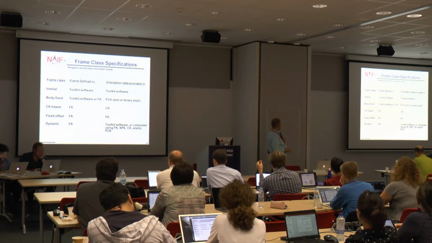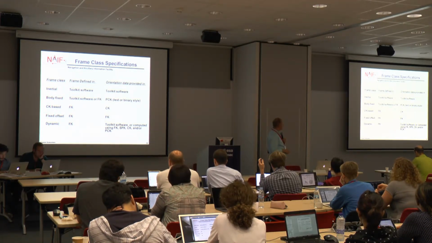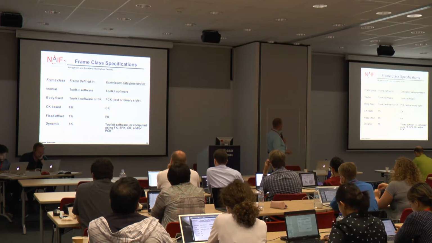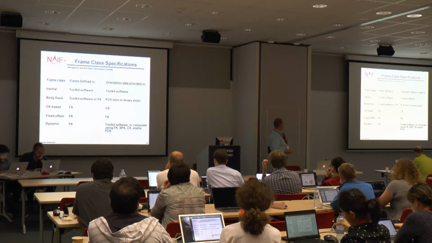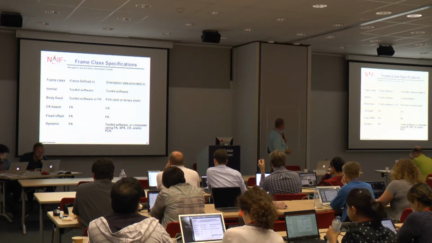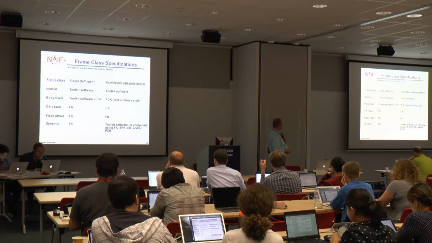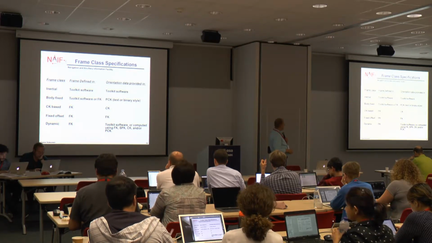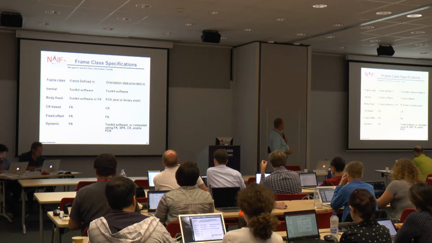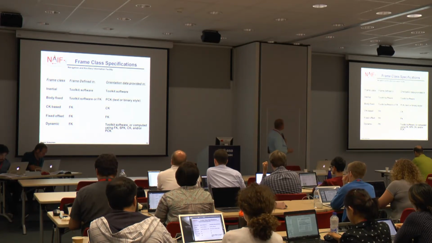CK-based frames are always defined in frames kernels, such as project frames kernels, and their data will be coming from CK files. Fixed offset frames are always defined in the frames kernel, and their orientation data with respect to some other frame is provided right there in the frame definition in the form of Euler angles or matrix or quaternion. Dynamic frames, which is the most complex category, are always defined in frames kernels, and their orientation data can be provided by the built-in models from the toolkit or computed using data from frames kernels, SPK, C kernels, and/or PCK files, depending on what vectors are used in the frame definition.